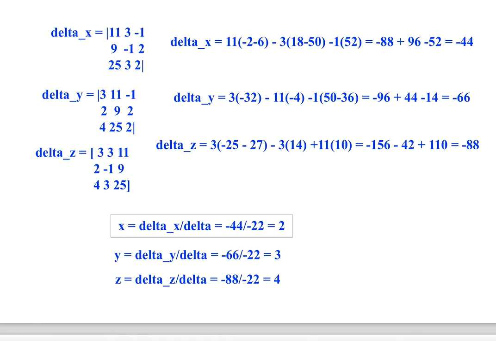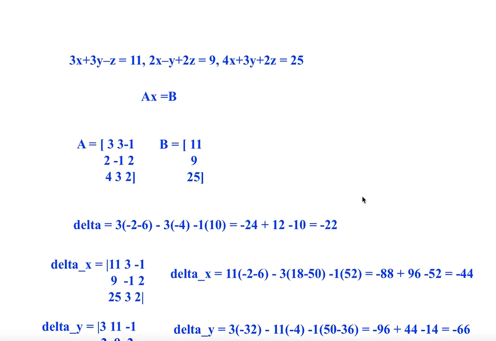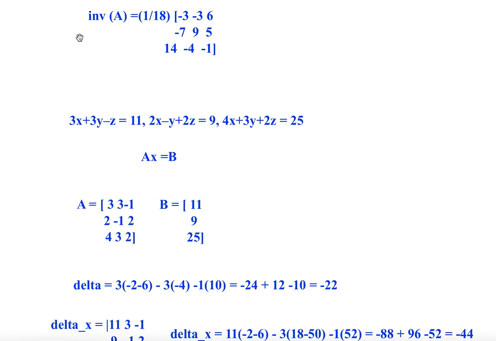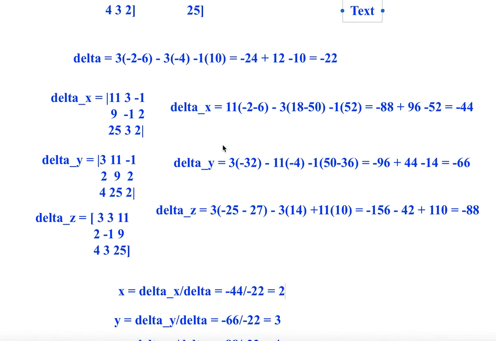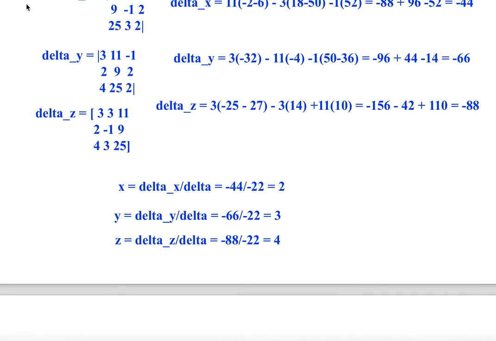2, 3, 4. How to verify? You just substitute in any one of the equations. 2, 3, 4, I remember. 3 into 2, 6, plus 3 into 3, 9, minus 4. It should be equal to 11. 15 minus 4 is 11. So this is verified. We can say the solution is correct.